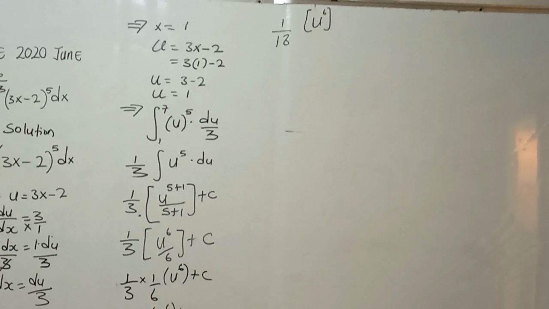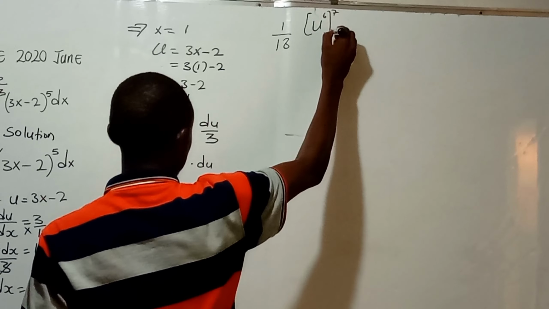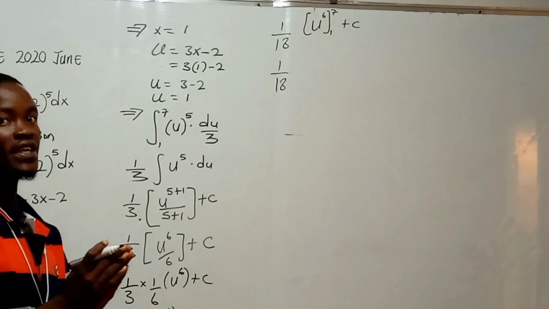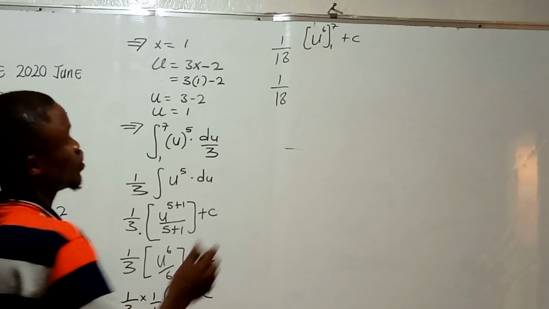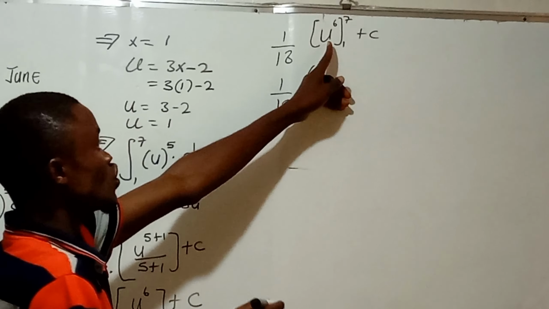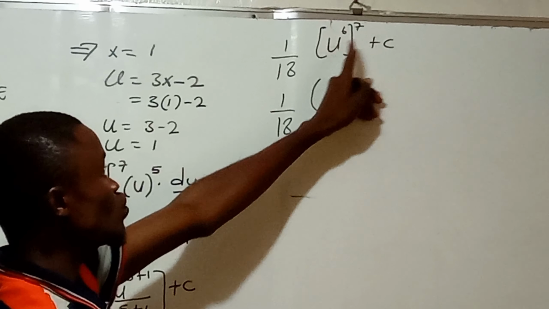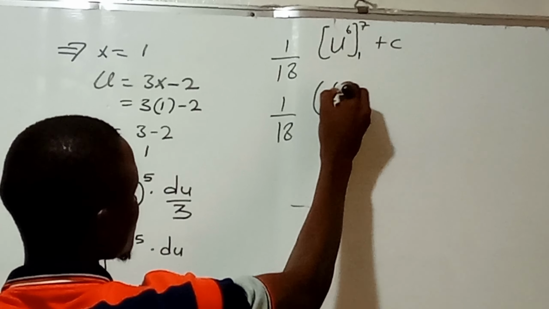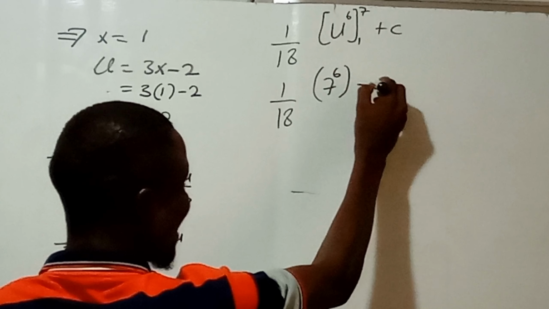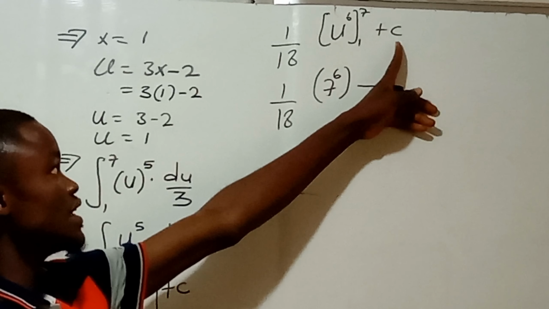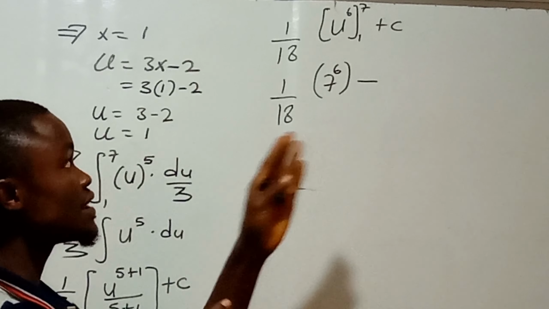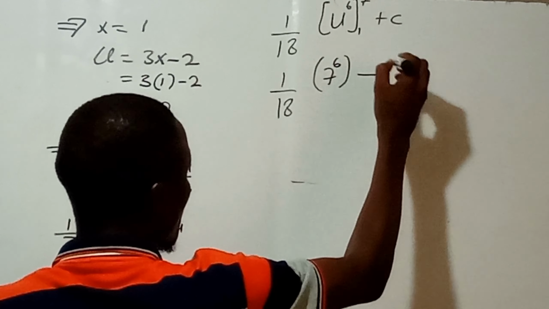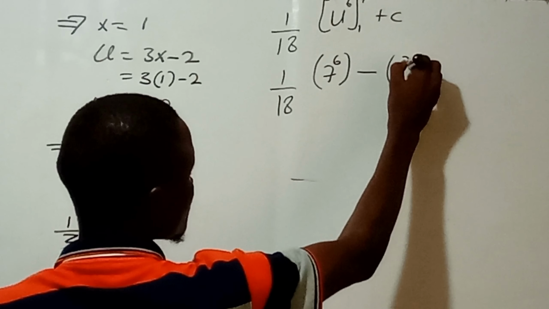The upper limit here is 7. The lower limit is 1, plus c. So we then substitute. Mind you, this 1 upon 18 will affect the whole bracket. So you just need to substitute. Wherever you see u, you write the upper limit, so 7 raised to the power 6, bracket close, minus. The c, which is the integral constant, we are going to omit it. So bracket open, 1 raised to the power 7.